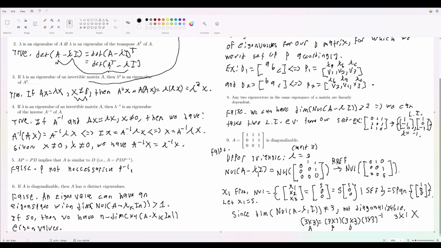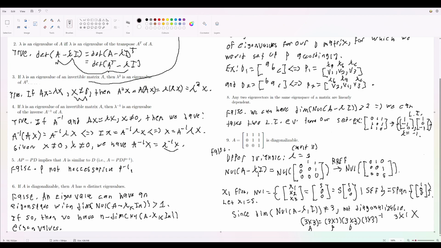Identity of x equals A inverse lambda x, which is just going to go to x equals lambda A inverse x. From this, given x does not equal 0, lambda does not equal 0, we have A inverse x is just going to go to lambda inverse x. My lambdas and x's look very similar, I just realized that. All right, anyways.